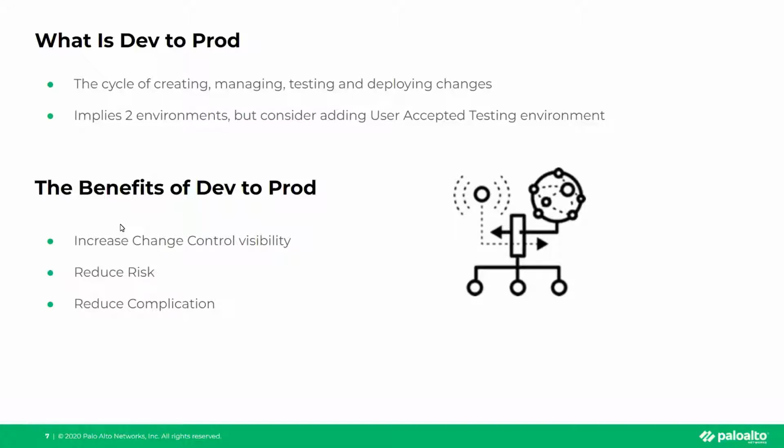So the benefits of the dev to prod is increased change control visibility, which is going to be, I think, good for organizations to understand what was changed. I think the biggest problem that I see that a lot of my customers have that aren't using something like dev to prod, they don't know what changed, when it changed. So if something goes wrong, it can be difficult to go back and undo those changes. So you'll know who made the change and what changed, which will reduce your overall risk.